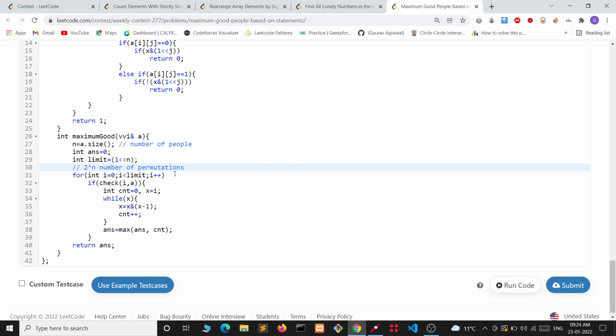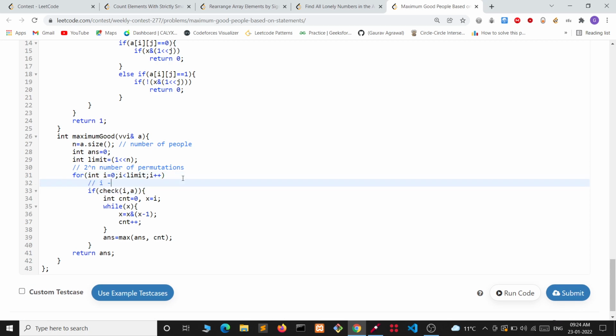So I am checking for each permutation whether it is valid, and if any permutation comes valid, then we can count the number of good people in it. So we have made a function check. This i, the binary representation of it, is telling about the permutation. We will see it later.